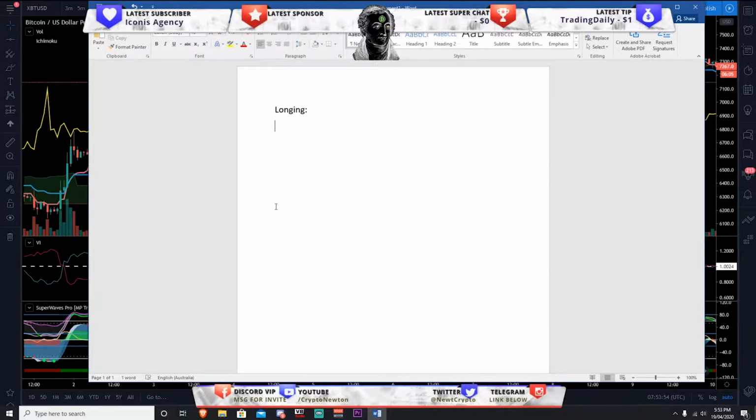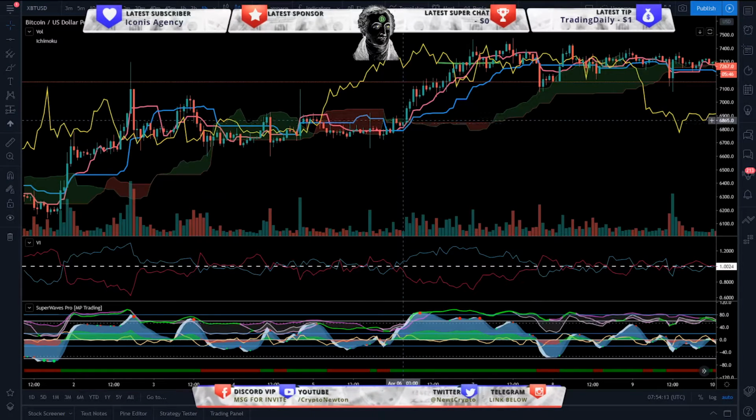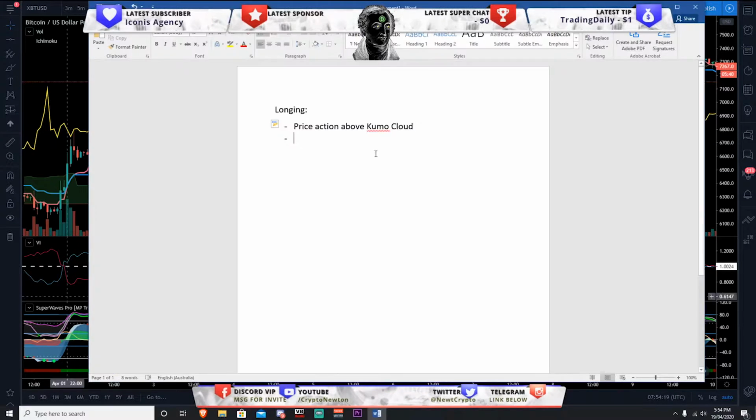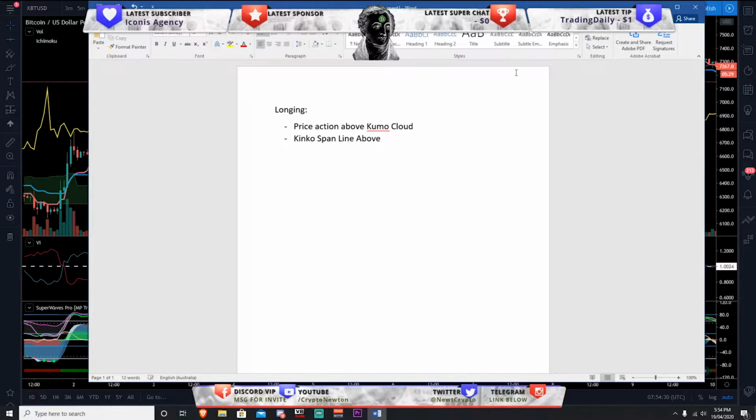So for longing, you want your price action to be above the Kumo cloud, right? So price action above Kumo cloud. Let's do dot points here as well, so it's very, very clear. You want your price action to be above the Kumo cloud. So is the price action above the Kumo cloud? Yes, it is. We go over here. Once again, you want your Kinko span line to be above your Kumo cloud. Okay, the Kinko span line above Kumo cloud. Okay, it has to be.